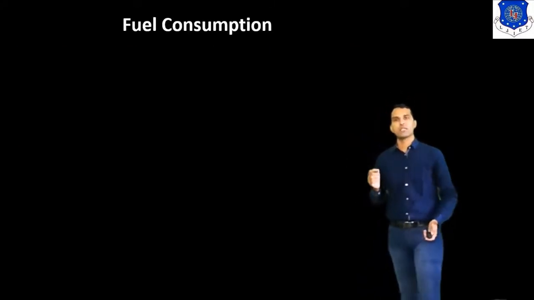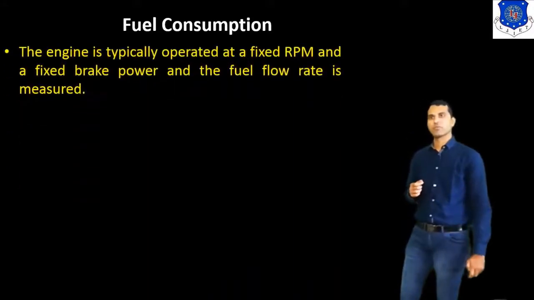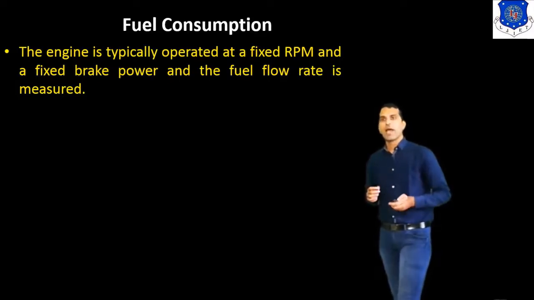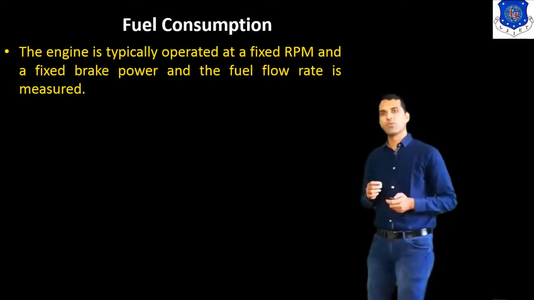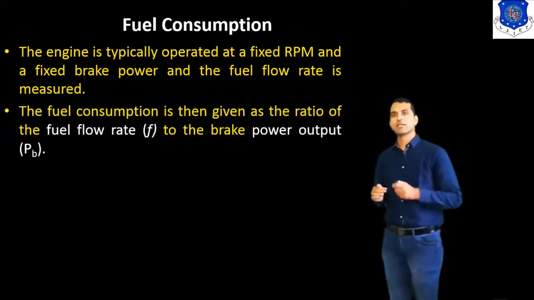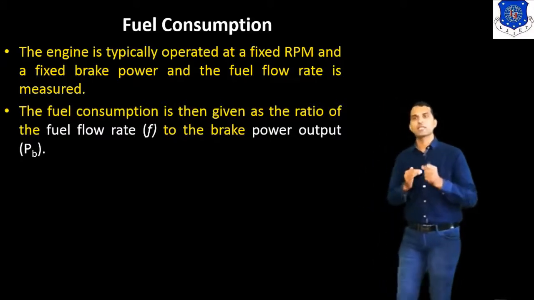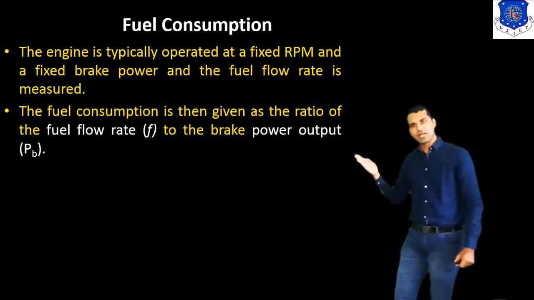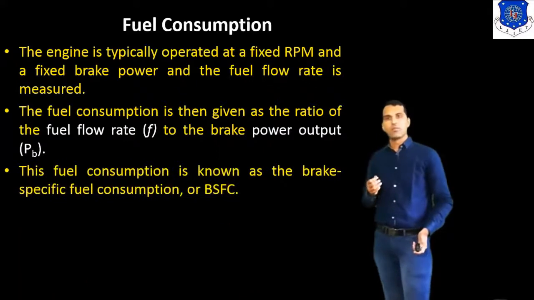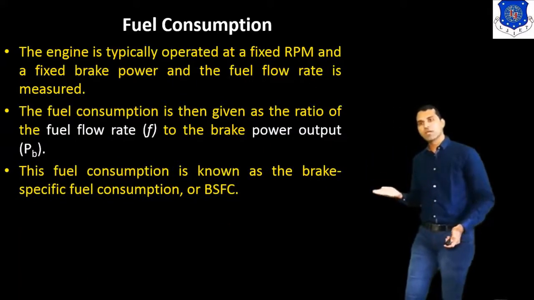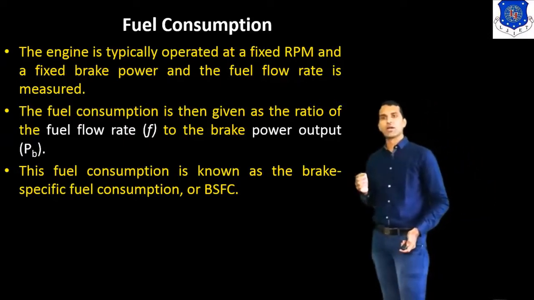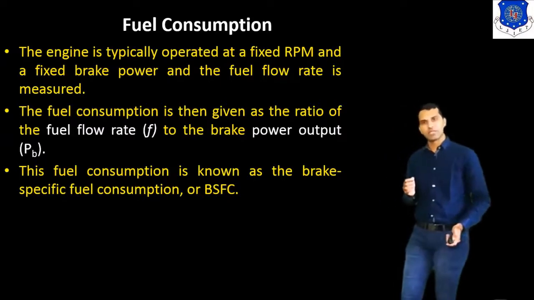Now the next term is fuel consumption. The engine is typically operated at a fixed RPM and a fixed brake power, and the fuel flow rate is measured. The fuel consumption is then given as the ratio of the fuel flow rate, that means F, to the brake power output. This fuel consumption is known as brake specific fuel consumption, that means BSFC.